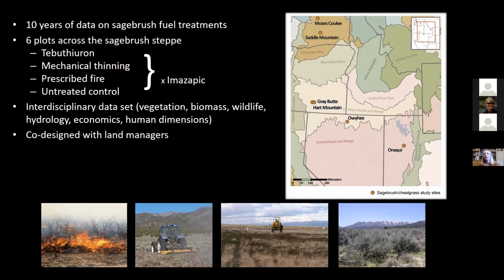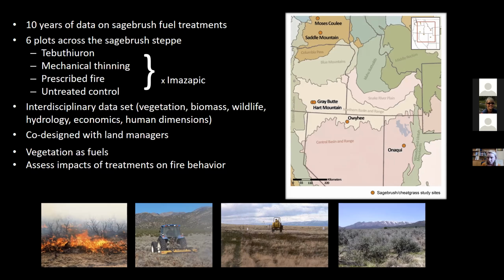Mark mentioned that this is an interdisciplinary data set with lots of things being monitored, including vegetation, biomass, wildlife, hydrology, economics, as well as human dimensions. And the treatments were co-designed with land managers to evaluate treatment options that folks are considering using on the ground. And so what I'll be doing today is thinking about the vegetation from a perspective of fuels, the flammable material that's out there on the rangelands, and assess the impacts of those treatments on potential fire behavior.